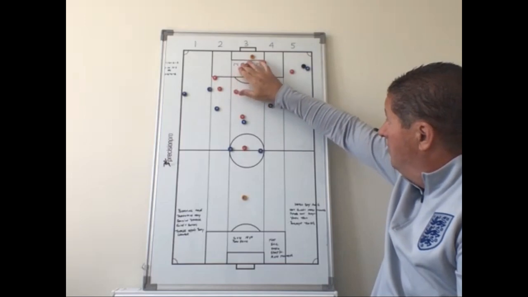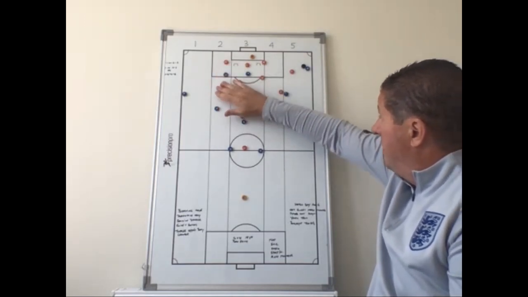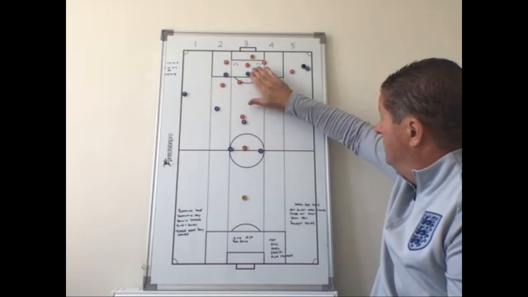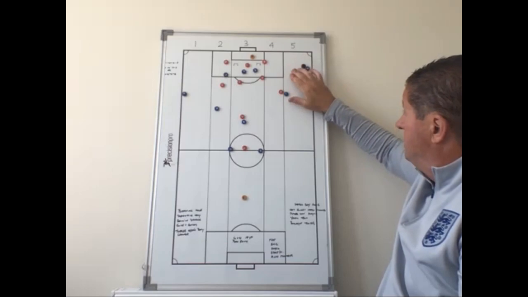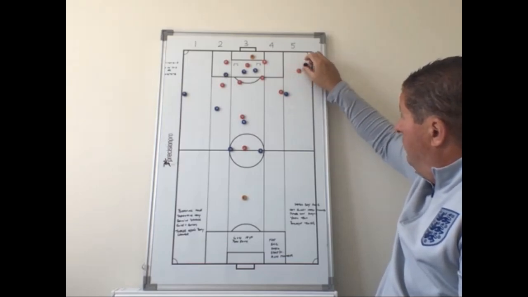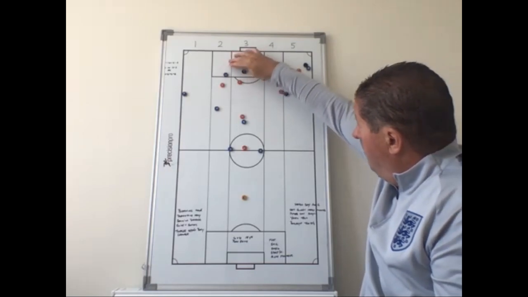Yeah. So again, if I go back to this, Stu, let me just put some players in there. So we're tracking back. We're getting some of your players in there. So 6 would be the blocker here in this position. He's just got on the outside of my fullback. I'd want my 5 to defend. I'd want my 2 to defend.